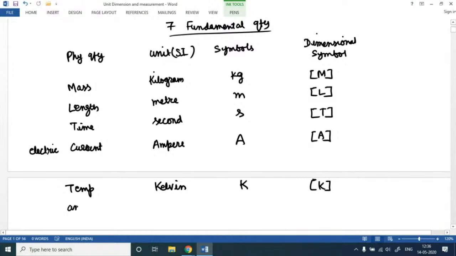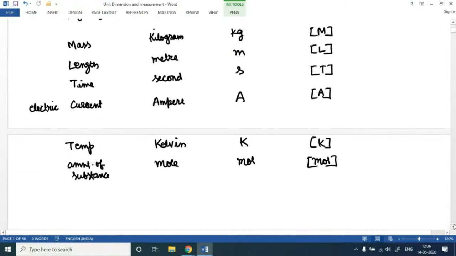And apart from that, there is amount of substance, and its unit is mole. The symbol is mol, and its dimensional symbol is mol again. And there is one other physical quantity which is beyond the scope of our syllabus, luminous intensity, and that is something related to photometry. That is not intensity, please understand; that is a different physical quantity. Luminous intensity is one of the seven fundamental physical quantities, and its unit is candela, its symbol is cd, and its dimensional symbol is cd.